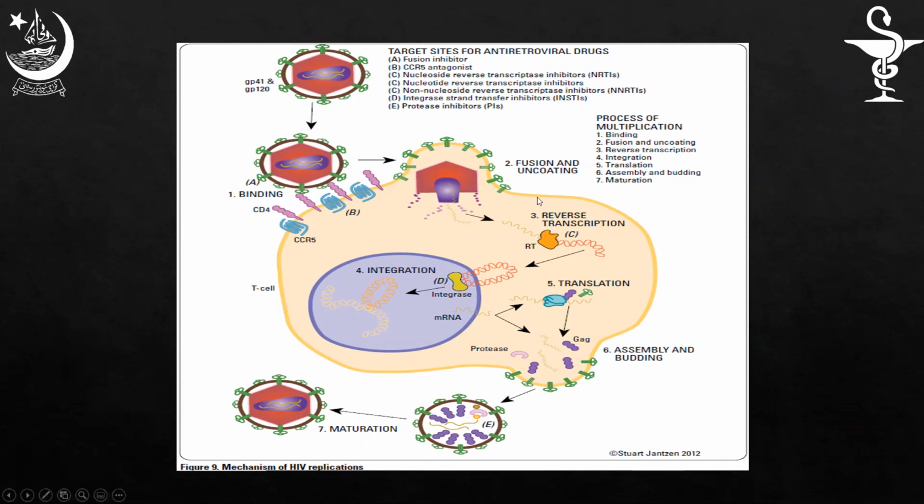Then we have NRTIs and NNRTIs. Basically, these are nucleoside reverse transcriptase inhibitors and non-nucleoside reverse transcriptase inhibitors. Both of these block the action of viral reverse transcriptase, but the only difference is NRTIs do that competitively, whereas NNRTIs do that non-competitively. Examples of NRTIs are abacavir and emtricitabine, whereas NNRTIs include doravirine and efavirenz.